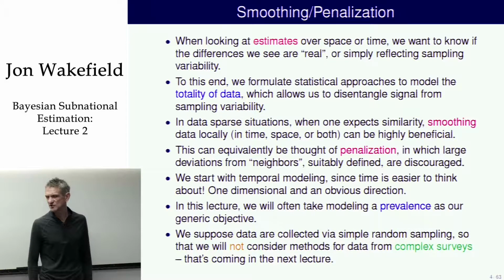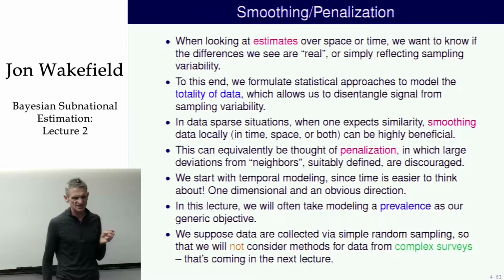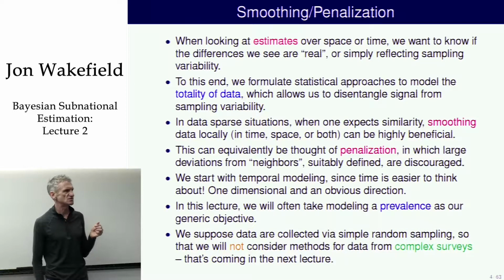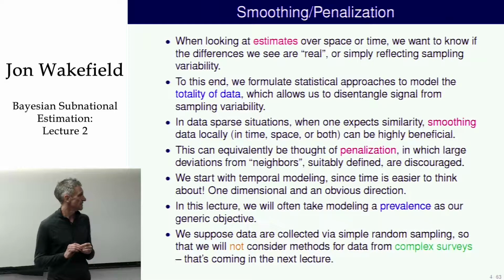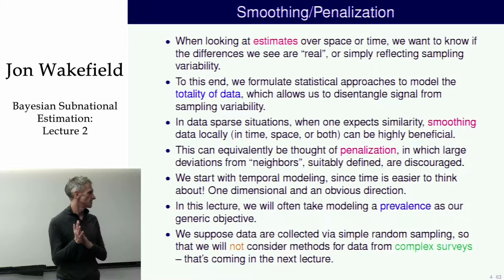So what we're going to try and do is smooth over areas or time or both in order to get more reliable estimates. Another way of thinking about this is in terms of penalization. So we penalize deviations from our neighbors, whether they be spatial or temporal. And I'm going to start by talking about temporal models because those are a lot easier to think about because they're one-dimensional and they have a direction. Then we'll see how we can extend those to spatial situations.